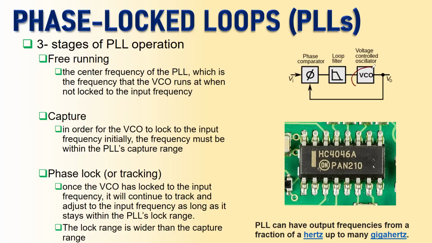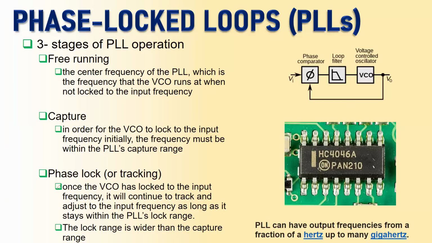In this stage, in order for the VCO to get locked to the input frequency initially, the frequency of the VCO must be within the PLL's capture range. So that is called the PLL capture range. Capture range would be from this point to this point. When you design a VCO and you know what is going to be the reference input frequency, accordingly you design the VCO frequency, and then a little bit of deviation from this point to this point will get adjusted so that the VCO frequency will get locked to the input frequency.